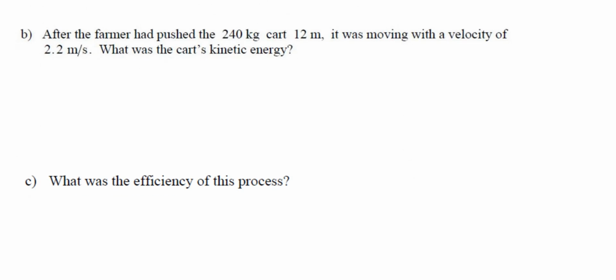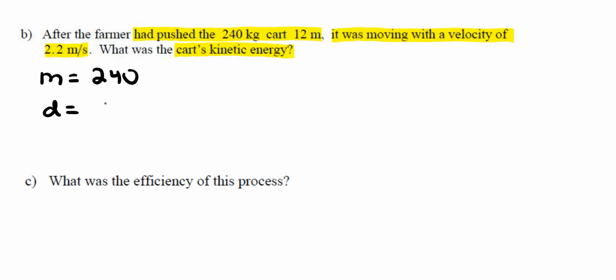Now for part B, the question is now saying that after the farmer had pushed the 240 kilogram cart 12 meters, it was moving with the velocity of 2.2 meters per second. And what is the cart's kinetic energy? Okay, let's go ahead and find the kinetic energy here. So we know the mass is equal to 240. And it's moved the distance of 12 meters, and the final speed here is going to be at 2.2 meters per second, and we want to find the cart's kinetic energy.